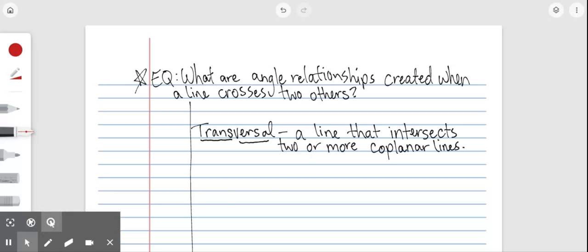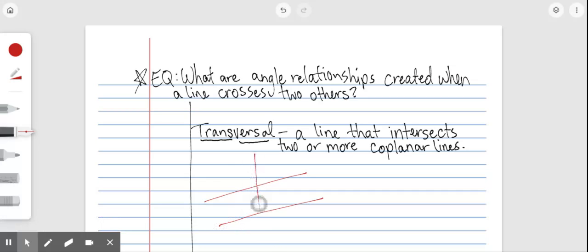Okay, and an example of that is if I've got two lines, doesn't matter what they look like, and then I've got this line right here that crosses them. Notice this line right here, the one that I just now drew, goes across both of those original lines. So if I called this line M, and this one line N, and this one line K, I would say that line K is a transversal because it transverses, or it goes across, both lines M and N.